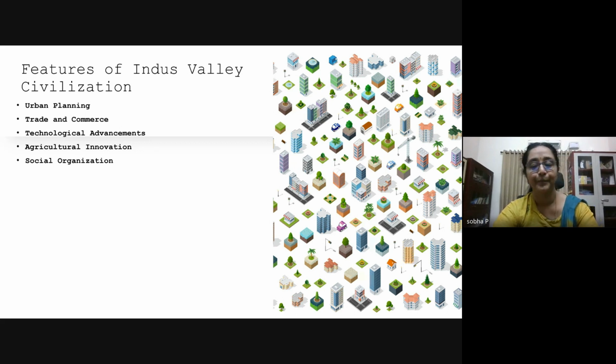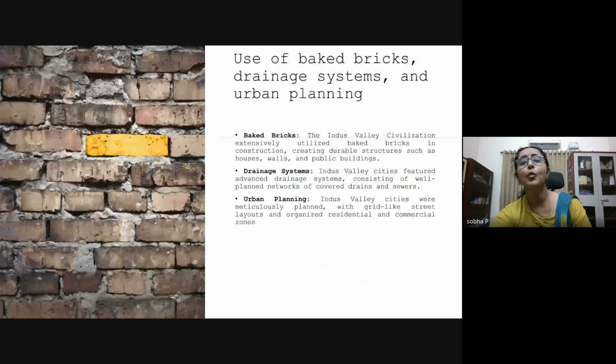So moving on to baked bricks, drainage systems and urban planning. Baked bricks were utilized for construction, which helped in creating durable structures such as houses, walls and public buildings. There was a well-featured advanced drainage system, which consisted of well-planned drains and sewers, and then the planning of cities.